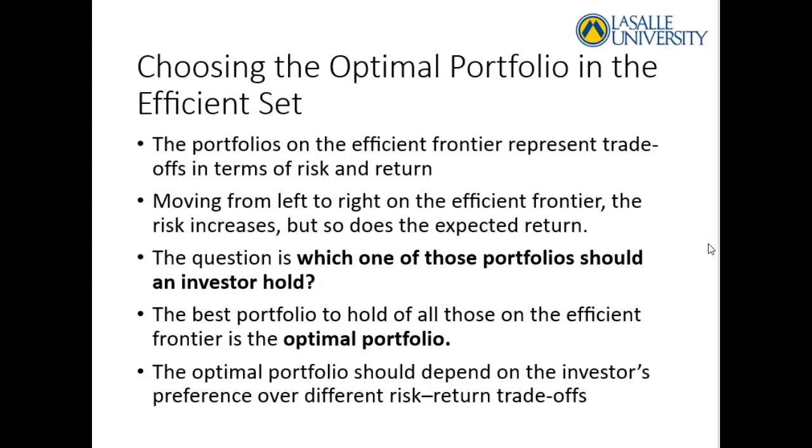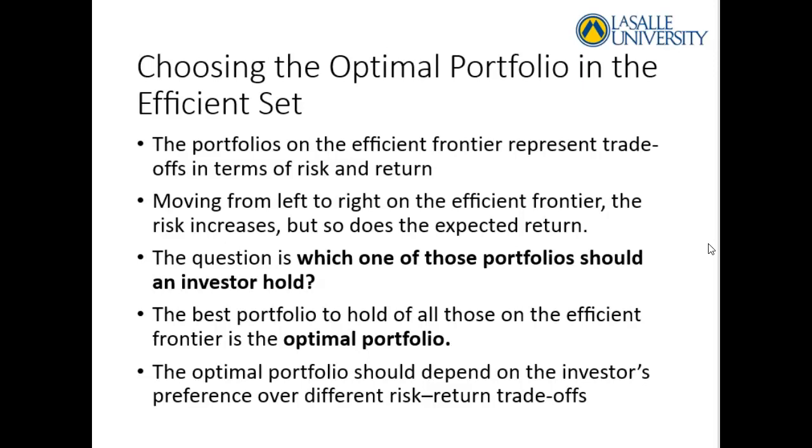As we move from left to right on the efficient frontier shown in the graph, the risk increases, but so does the expected return because it's sort of an upward sloping curve. The question then becomes, which one of those portfolios should an investor hold? The best portfolio to hold of all of those in the efficient frontier is called the optimal portfolio.